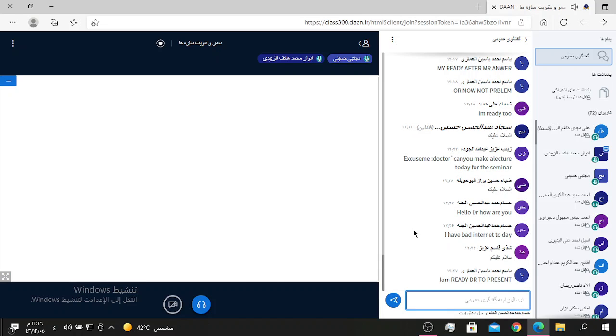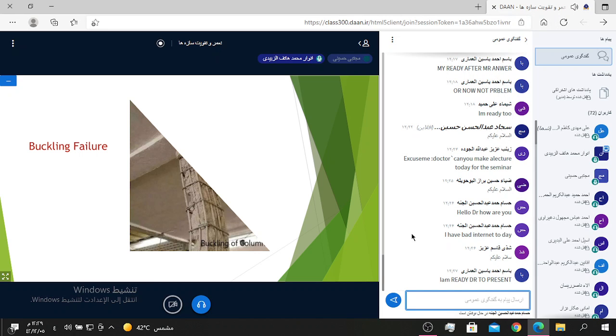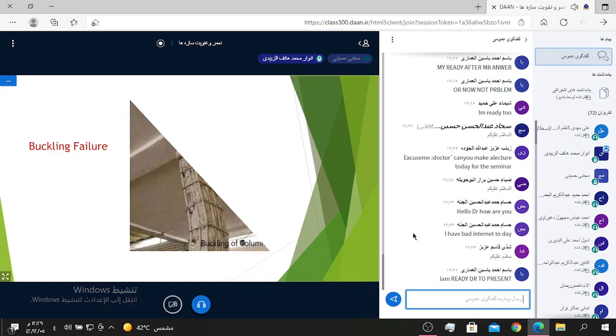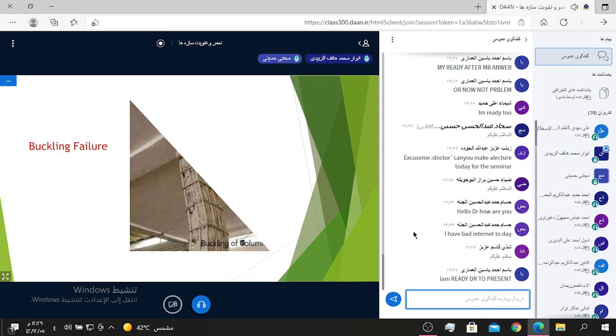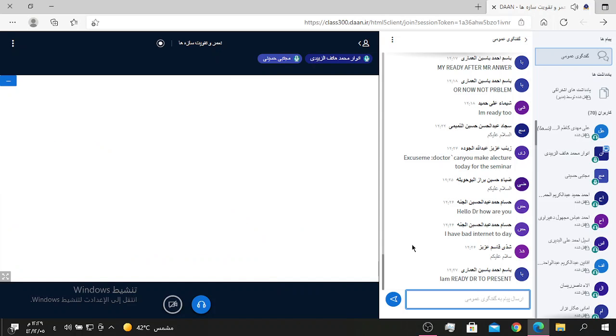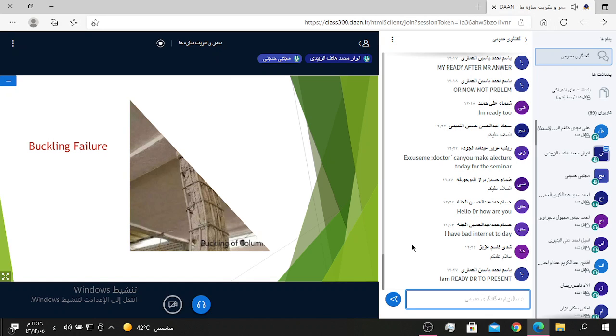Okay, this picture of buckling failure of column. Is the picture clear, Doctor? Yes, it is clear. Not good, please change the slide. Maybe it will be better. Okay, please change. Yes, it is very clear. We can see the buckling problem at the top zone. Okay, we have buckling. Yeah, thank you.